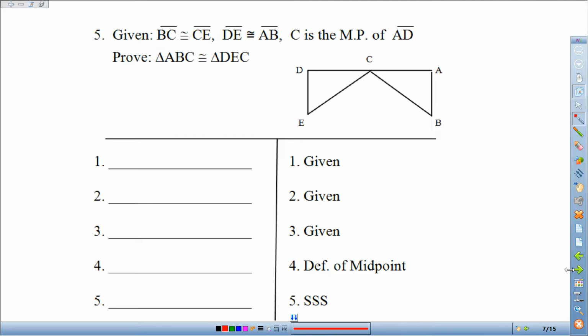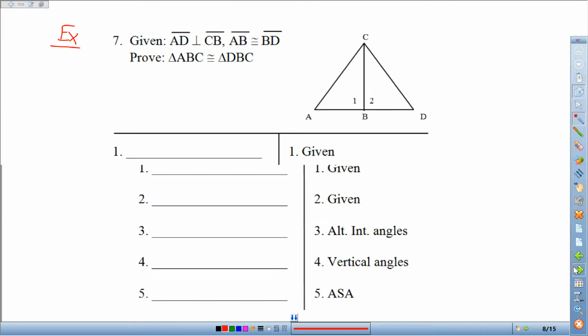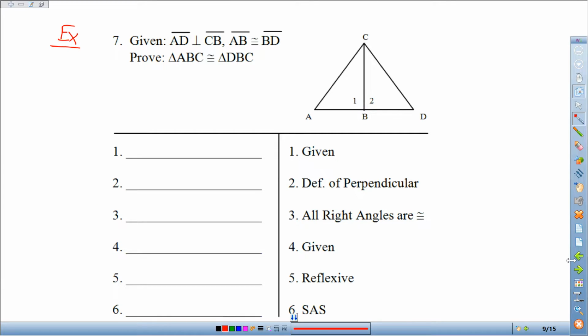Okay, so let's see. Let's skip past number 5 for now. Number 6, I want to take a look at number 7 with you guys, and we'll keep moving from here. So let's take a look at our first given statement. All right, segment AD is perpendicular to segment CD. So let's just go ahead and write it out. Segment AD perpendicular to segment CB. All right, that's been given to us.